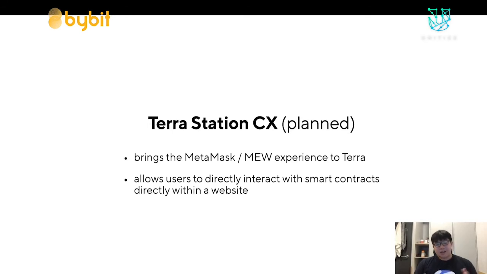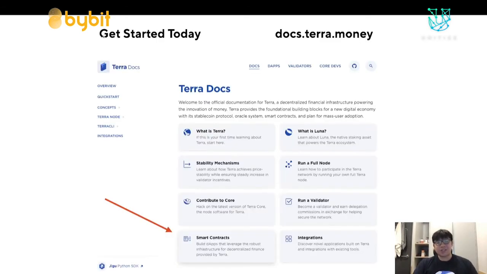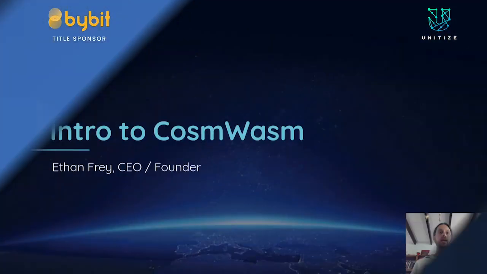So that mainly covers how you can get started with smart contracts, and you can get started today with the smart contract documentation on the Terra official documentation available at docs.terra.money. Right now, I'm going to pass it over to Ethan Frey of CosmWasm, and he's going to explain more about the mechanism that allows Terra to run smart contracts. Thank you. Hello.